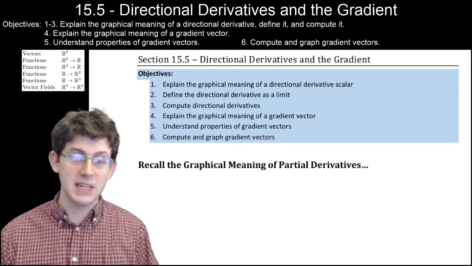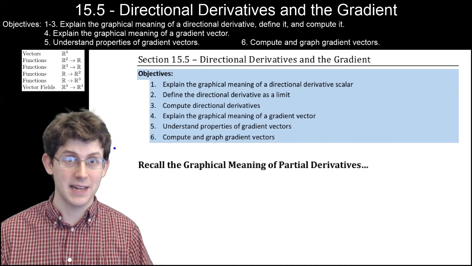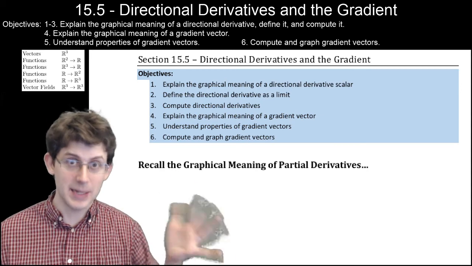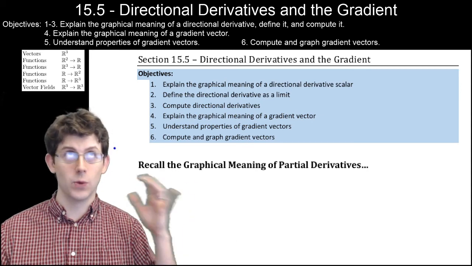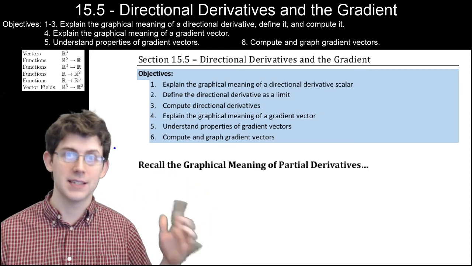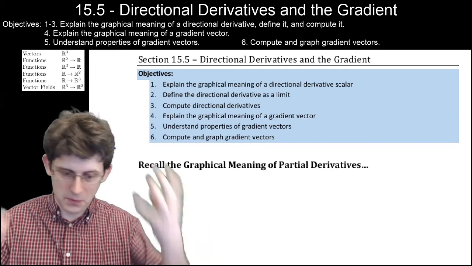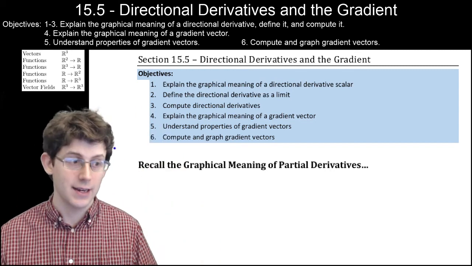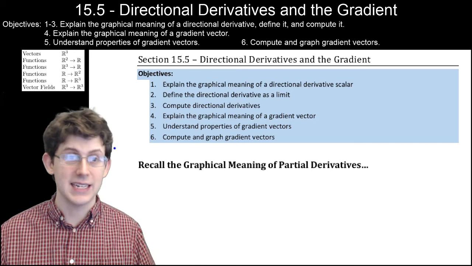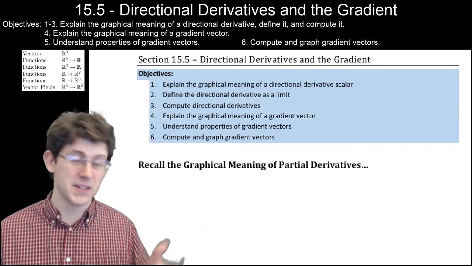This is section 15.5 on directional derivatives and the gradient. The gradient is a big deal. The gradient is one of the main 3 or 4 things in this class that are a big deal, and we finally get to do it. So this is great. We will end up defining the gradient based on the idea of the directional derivative.